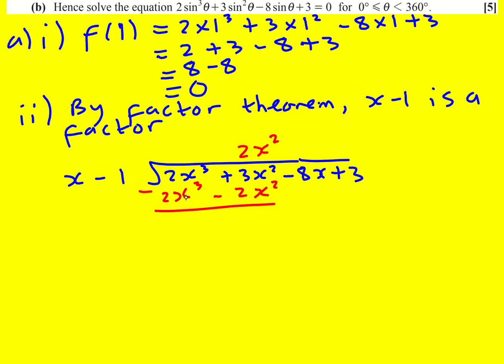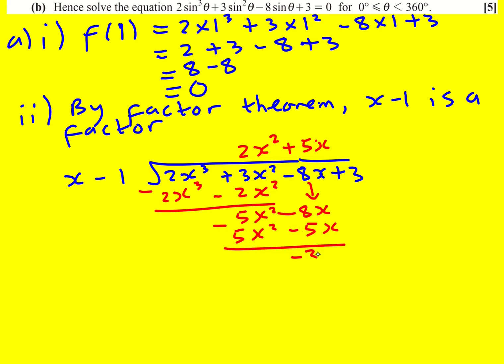And then subtract these. This gives me 0. This gives me 5x squared. Bring down the 8x. x's into 5x squared go 5x. Multiply back through. 5x squared minus 5x. Minus it. That's minus 8x minus 5x is minus 3x. Bring the 3 down. Finally, x's into minus 3x go minus 3. Multiply back through. Minus 3x plus 3, which gives us 0.